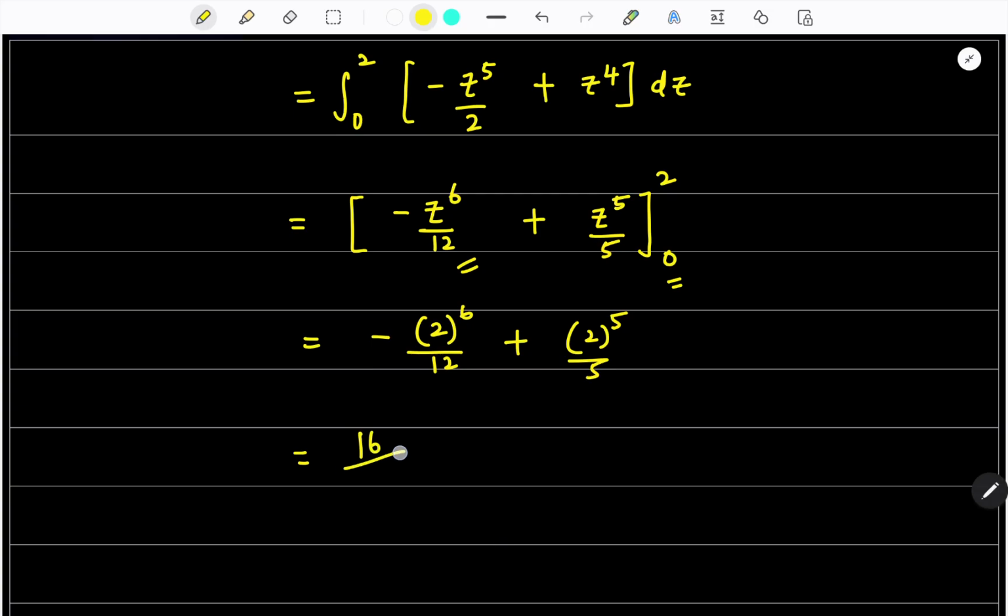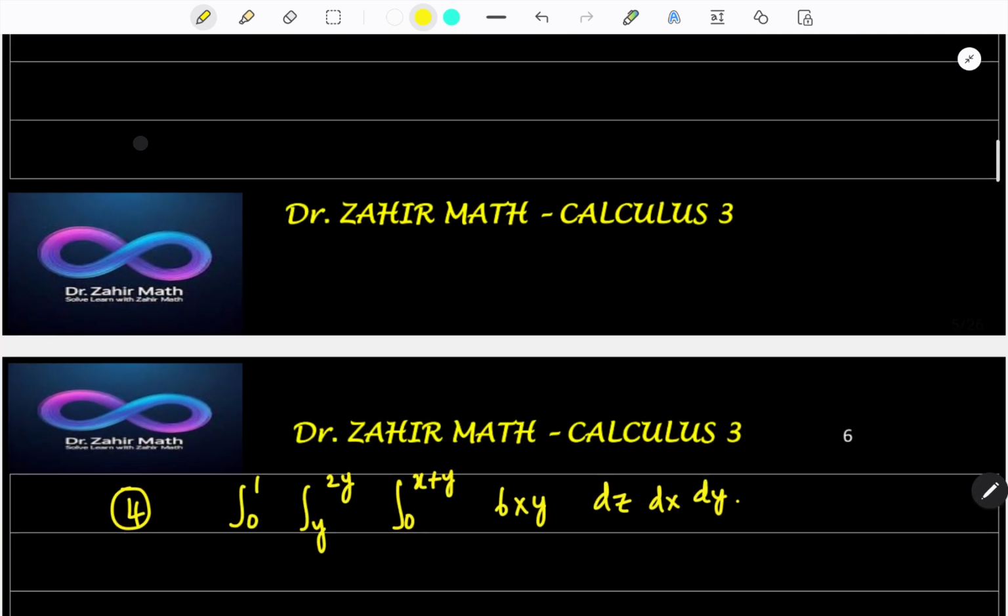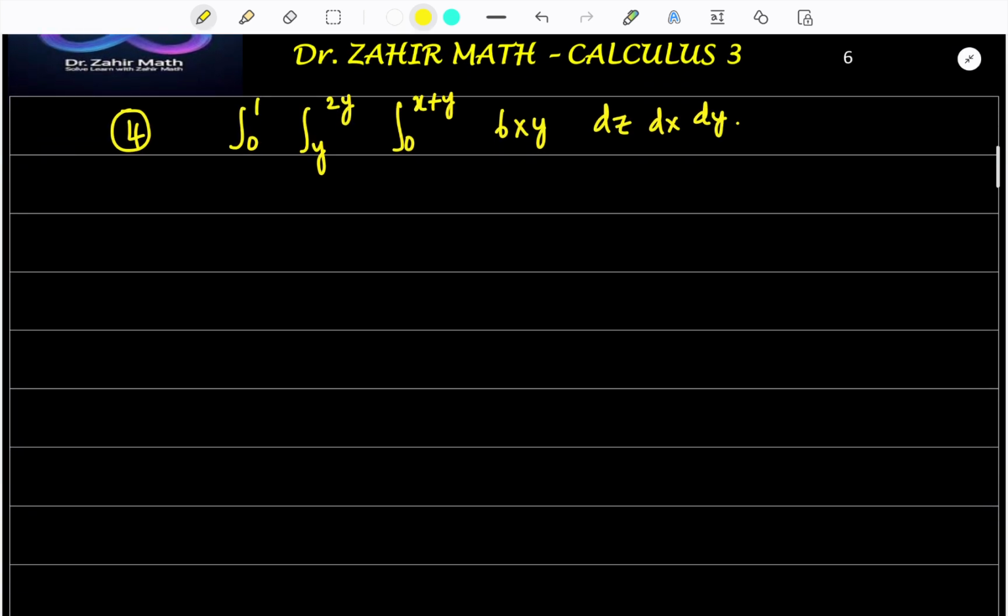So this equals 16 over 15 is your answer. Clear, all of you? Just an easy question, so easy to answer in final exams and the quizzes. Okay, right. So let's go for the next question.